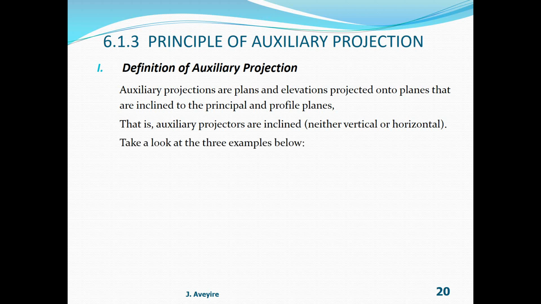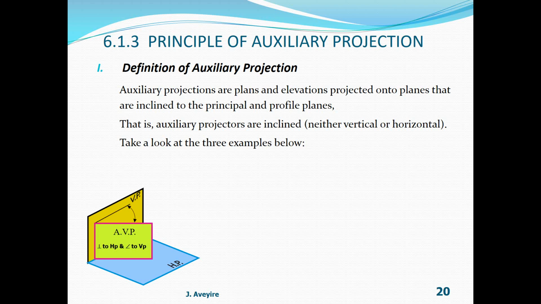Take a look at the three examples below. The principal planes, vertical and horizontal, are provided, and an auxiliary vertical plane is introduced. This plane is perpendicular to the horizontal plane, but inclined to the vertical plane.